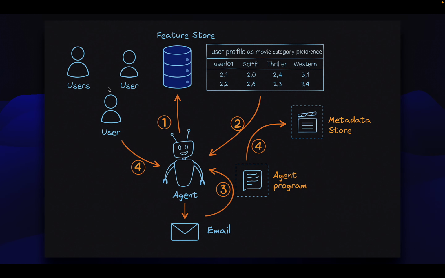You can think of something like ChatGPT. Each user has a specific profile stored in a feature store, basically a database that keeps track of our preferences. As you see here, user preferences are listed by genre, like sci-fi, thriller, and western. These are going to drive the user's movie recommendations. These numbers reflect how much a user engages with each category. So the agent pulls the profile data first.